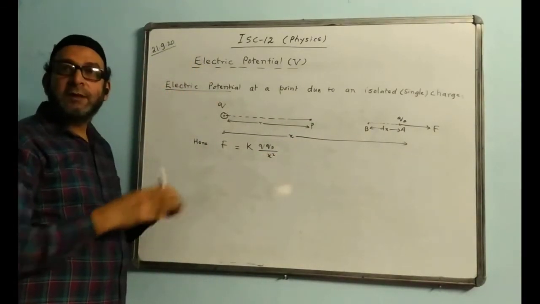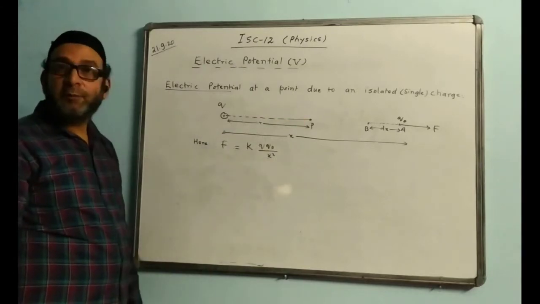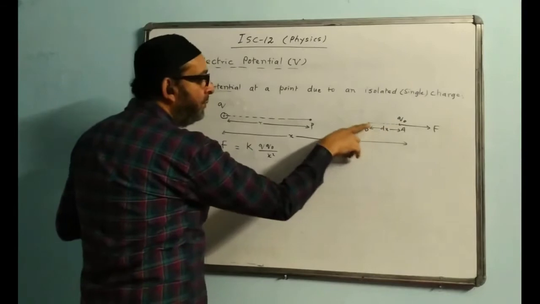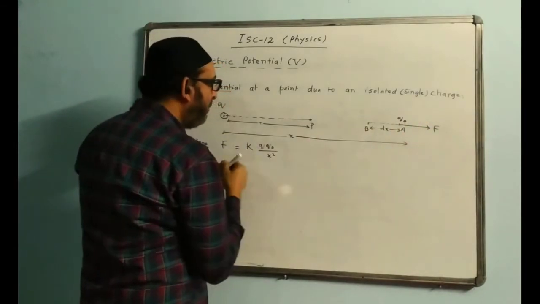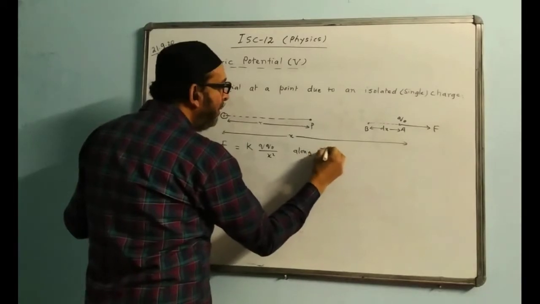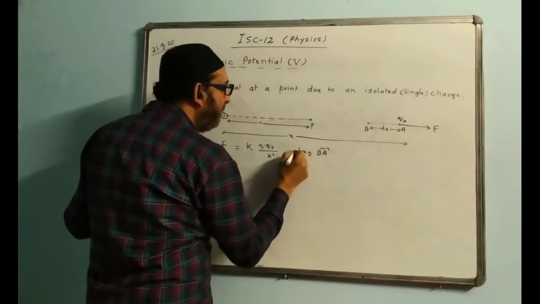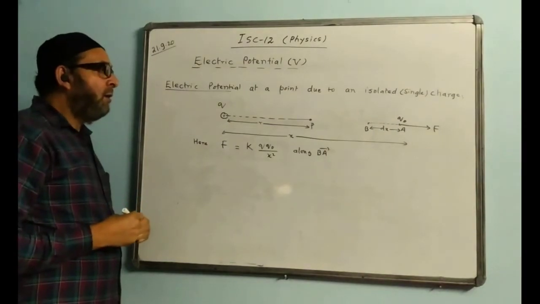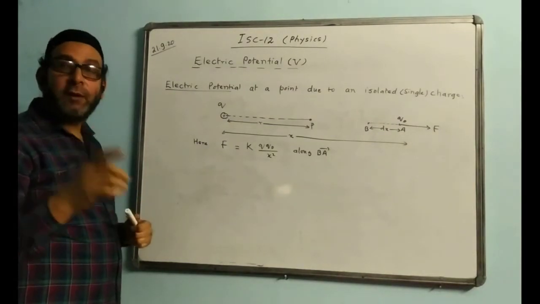What kind of force is this? It is a repulsive force acting at that point A. So for direction, if you want, you can mark it along BA, B to A, not A to B. If you mention it, okay. If you don't mention it also, we accept it. Along BA. Now, what is the formula of work?